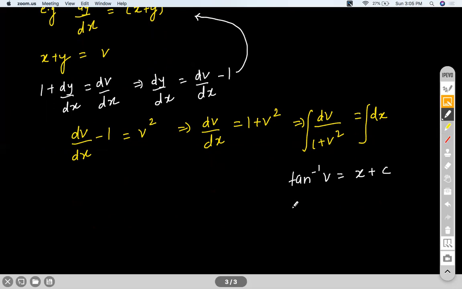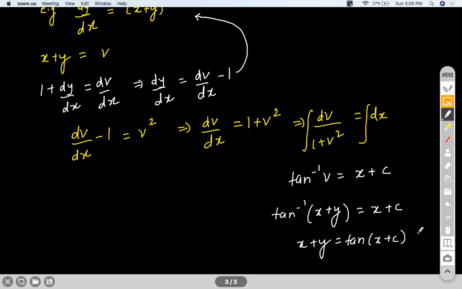But do not forget to place back your v in terms of x and y. So now this can be written as tan inverse of (x plus y) is equal to x plus c. You may also write it as x plus y is equal to tan of (x plus c). Again, to what extent we need to simplify it is decided by the options provided to you in the question.